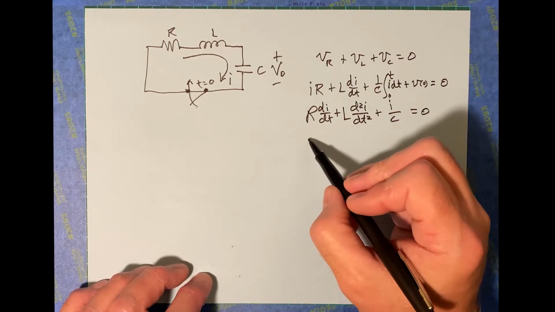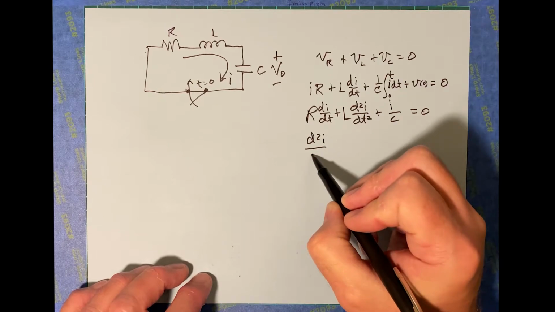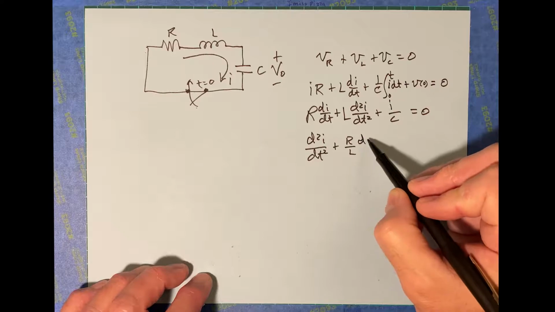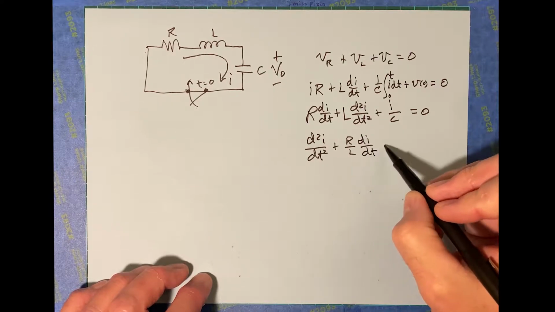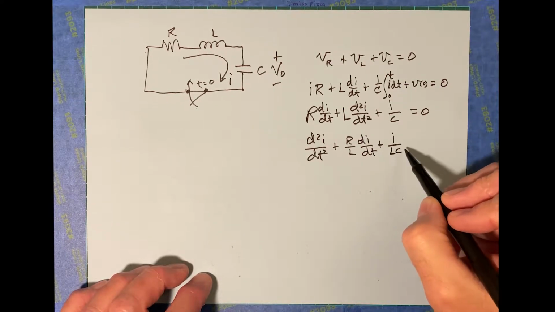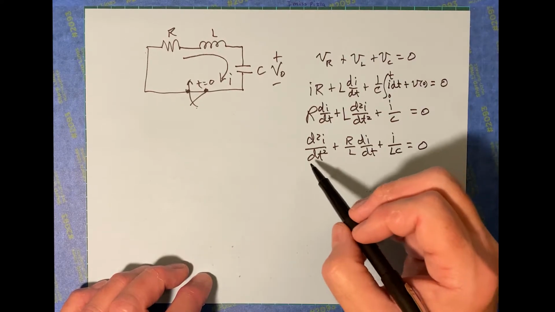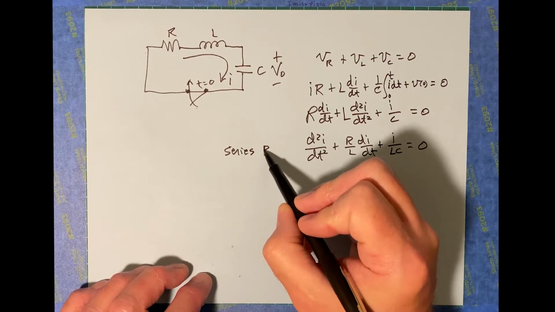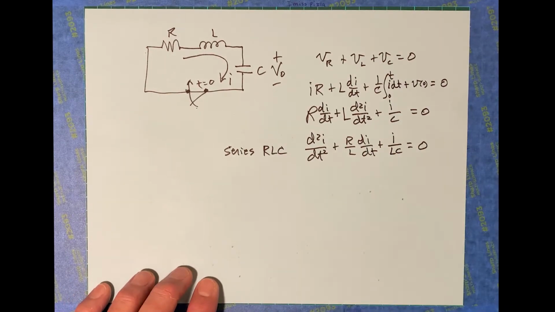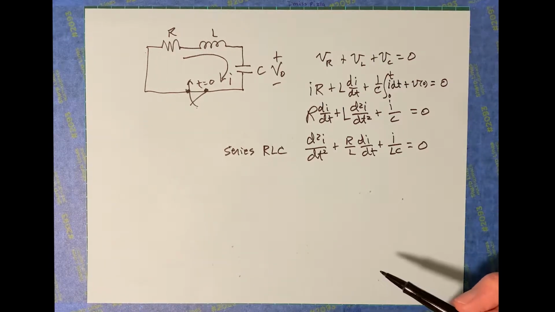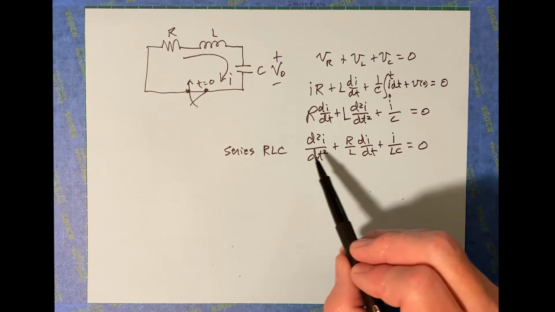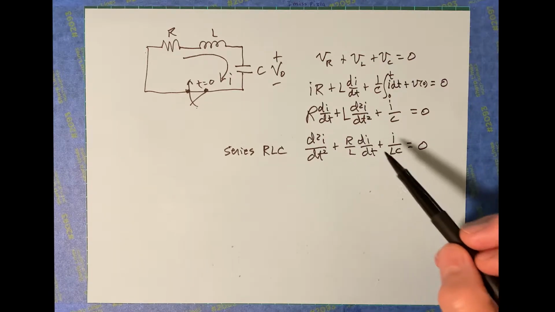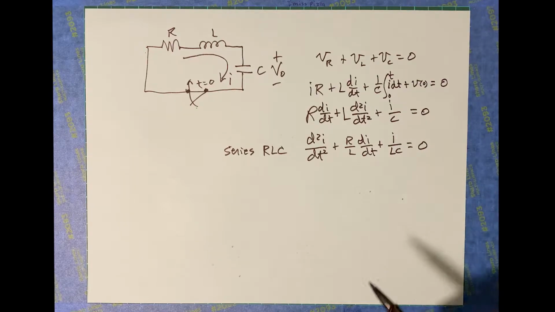Going to rearrange the terms: d squared I/dt squared plus R over L di/dt plus I over LC equals 0. And this is the equation of state for a series RLC, for a natural response. Okay, you've seen this sort of thing before. The coefficients are certainly different here. You'll see there is a little bit of difference between the way the coefficients are put together.